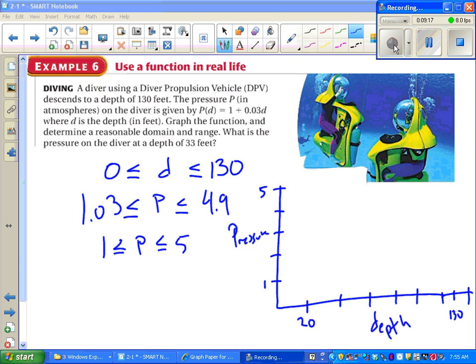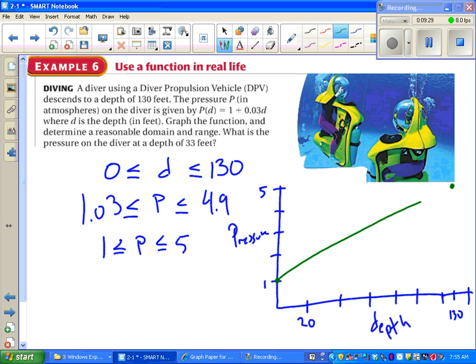Plug in 0, we got something really close to 1, so I can plot that point. Plugged in 130, we got something really close to 5, so I can plot that point. Since this is a linear equation, I can just draw a line to connect. Now it's asking us what the pressure is at 33 feet. So 30 is going to be here, 33 would be a little further. Looks like our pressure is somewhere real close to 2.